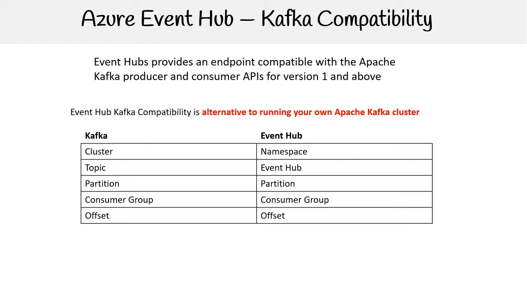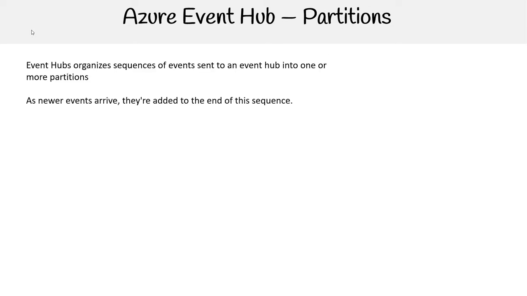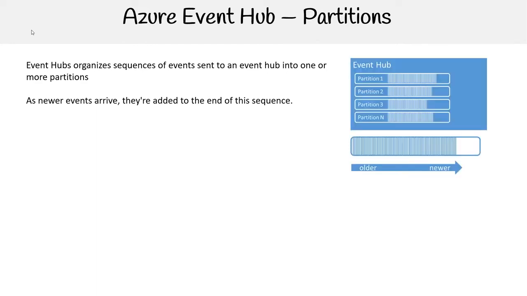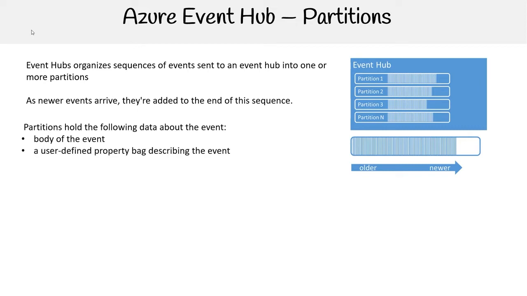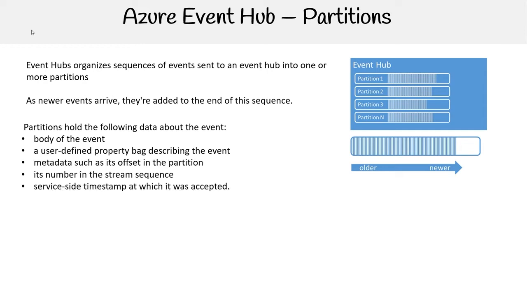So there you go. We are looking at partitioning or partitions for Event Hub. So Event Hub organizes sequences of events sent to an Event Hub into one or more partitions. As new events arrive, they're added to the end of the sequence. So the idea is that you have those partitions, olders on the left, newers on the right. Partitions hold the following data about the event: the body of the event, a user-defined property bag describing the event, metadata such as its offset and its partition, its number in the stream sequence, and service-side timestamps at which it was accepted.